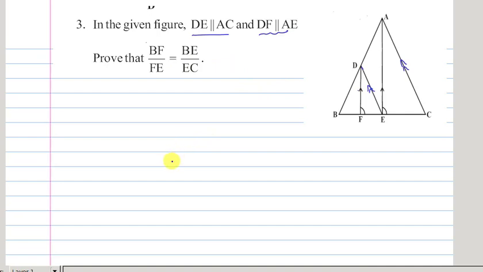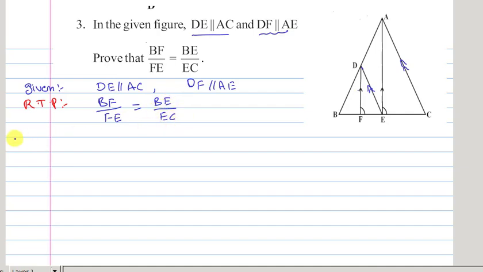To prove this one, firstly let us write what is given. They have given that DE is parallel to AC and DF is parallel to AE. And what is required to prove? We require to prove that BF by FE is equal to BE by EC. So let us see how we are going to prove.